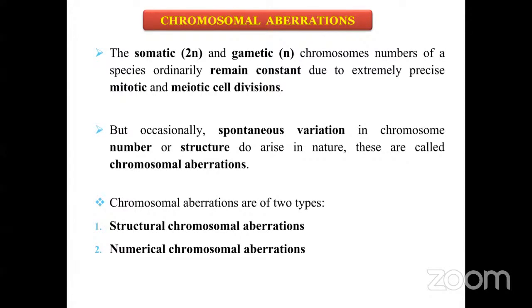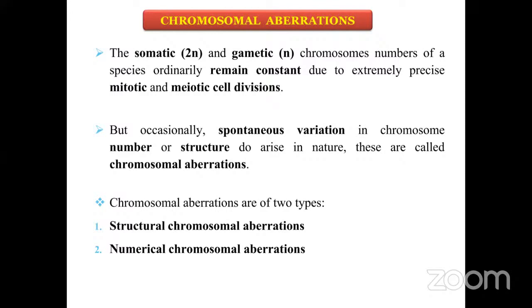But what will happen if there are only 45? What will happen if you find only 44? What will happen if you find 47? What will happen if you find 48 instead of 46? That is the chromosome abnormality, that is the chromosomal aberration. It means you are not finding what you should be expecting as normal. There is a change in the number of chromosomes. It may be less, it may be more. So that is the chromosomal aberration.